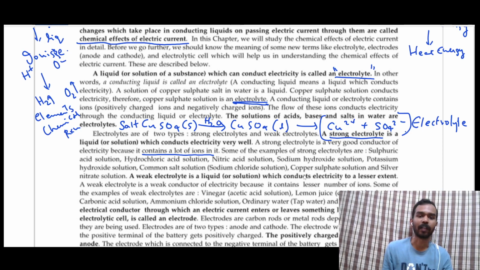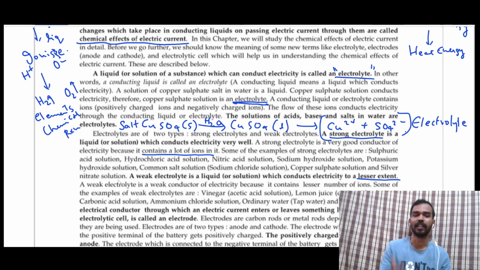So a weak electrolyte conducts to a lesser extent. Say all these acids, HCl, nitric acid solution, HNO3, NaOH, KOH, NaCl, CuSO4, AgNO3, everything has ions, more ions are there. So it can conduct current very well. So they are strong electrolytes.